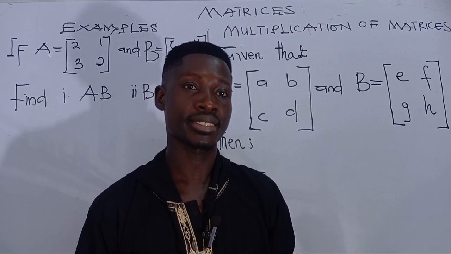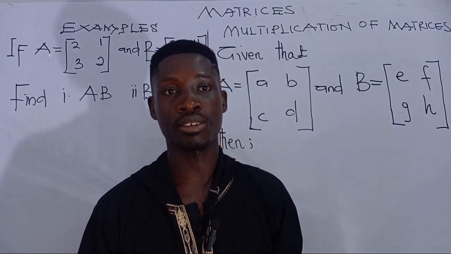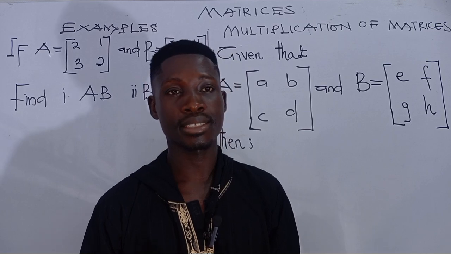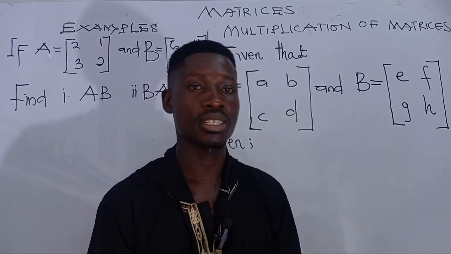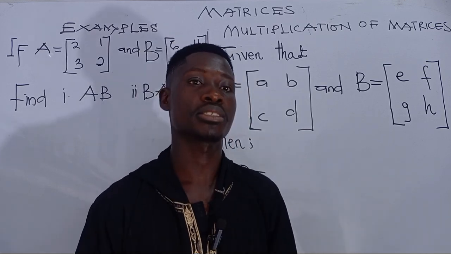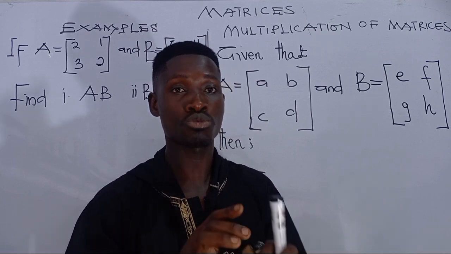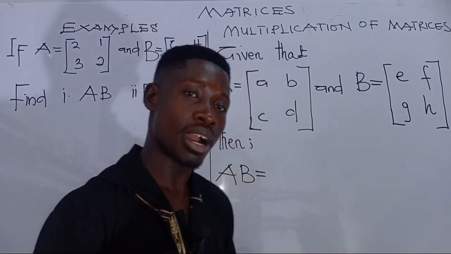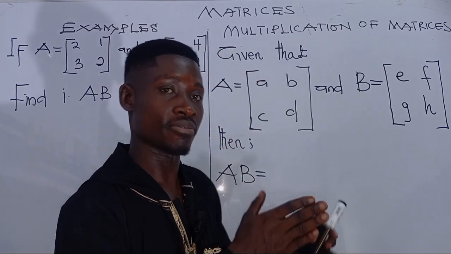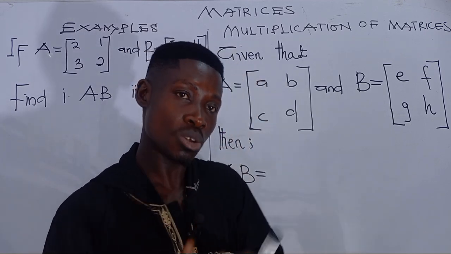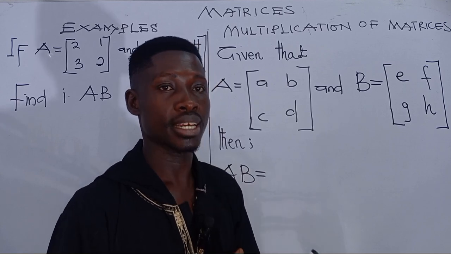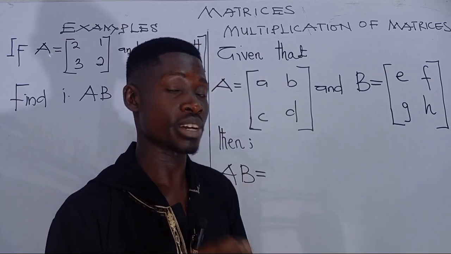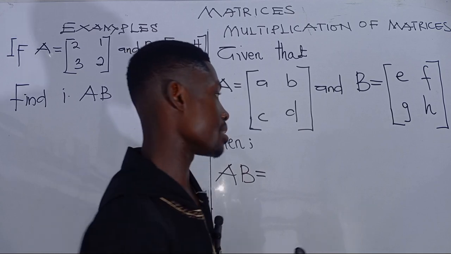So let's look at another aspect under multiplication of matrices, and that is multiplying a matrix by another matrix. To find the product of two matrices, can you take note of this? The number of columns in the first matrix must be equal to the number of rows in the second matrix. Very, very important. So this is what I mean.